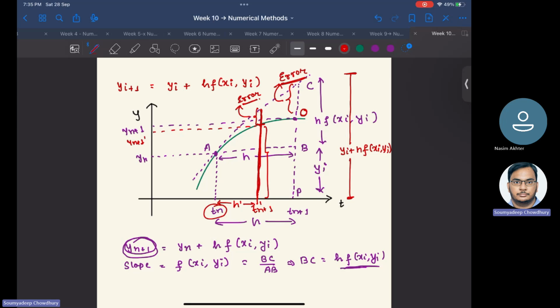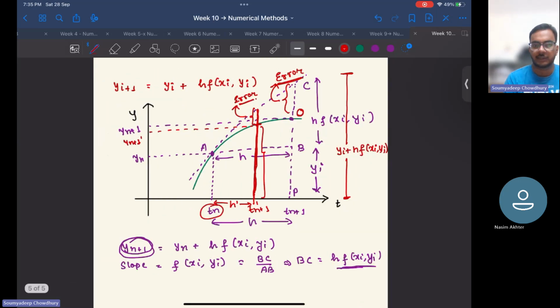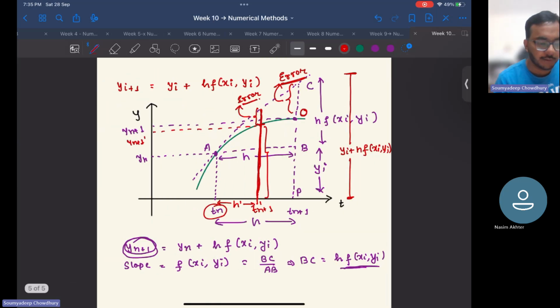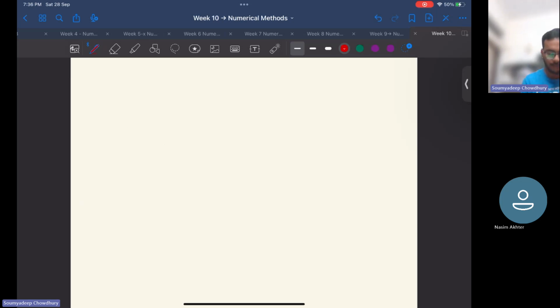Okay, so now this is about the Euler's method. First, we'll see the theory, and then we'll solve some problems. Through problems, we'll try to verify whatever we have discussed in the theory. So next is a new technique for solving differential equations. It is known as Runge-Kutta method or the RK method.